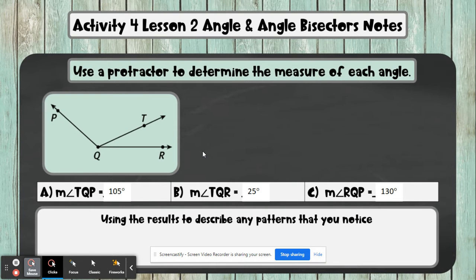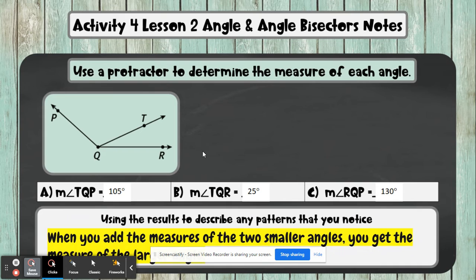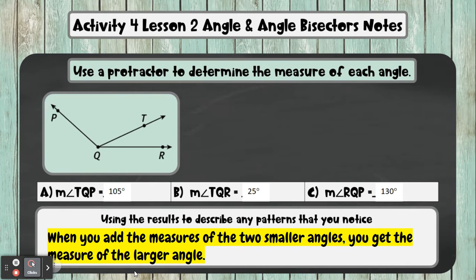Okay. Well, hopefully what you notice is when you add the measures of the two smaller angles, you get the measure of the larger angle. So TQP is 105, TQR is 25, and when you add those two together, you get the total of RQP, which is 130. Okay, so again, very similar to what we see in the segments, but now we're using them in angles.